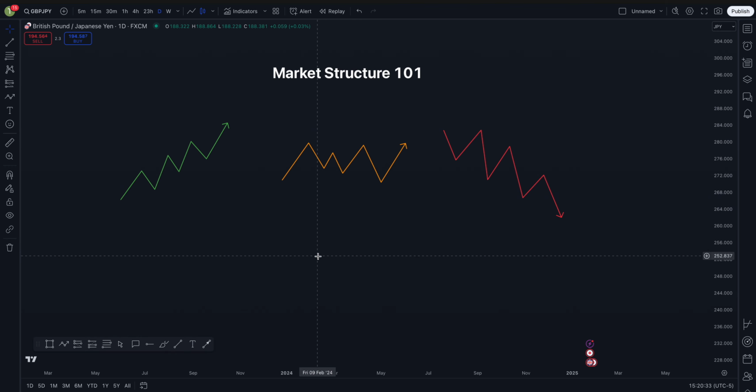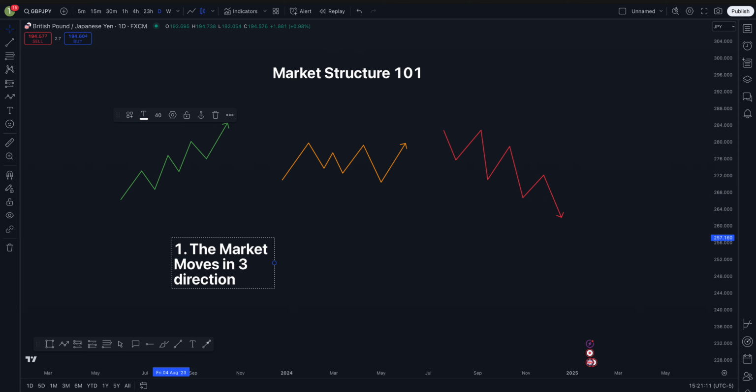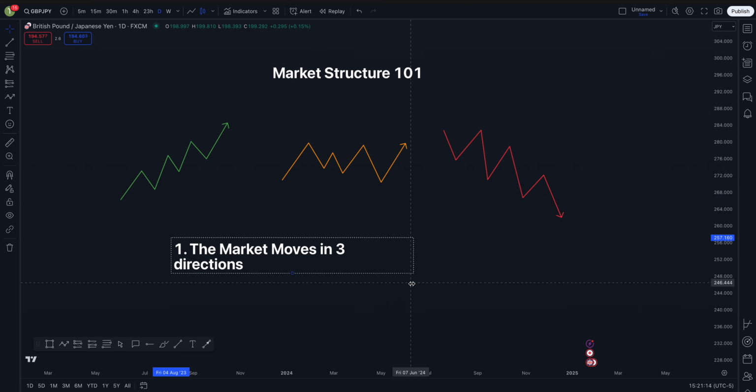So we're going to be talking about market structure today. And pretty much market structure is how we view the market. I'm going to give you live examples, but I wanted to give you an illustration first so that you can understand how the market moves and how it is that traders are able to take trades in the market. So the first thing you need to understand is that, number one, the market moves in 3 directions. So write that down. The market moves in 3 directions.